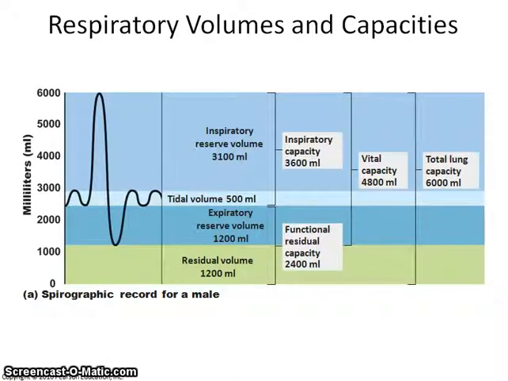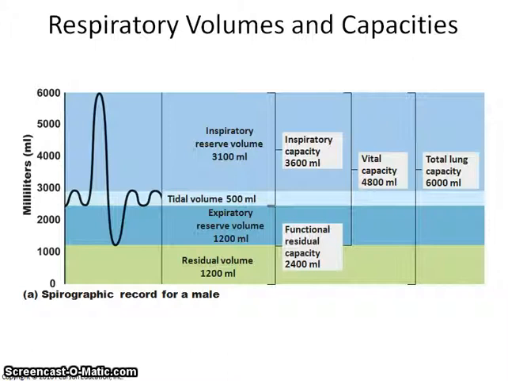If you were to breathe all the way out until you physically cannot get any more air out of your body, that is your expiratory reserve volume. That's about 1,200 milliliters. And this last part right down here, the residual volume, that's the part that can never, ever, ever leave your body.